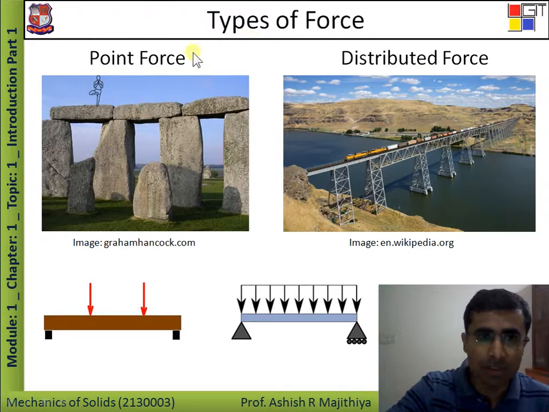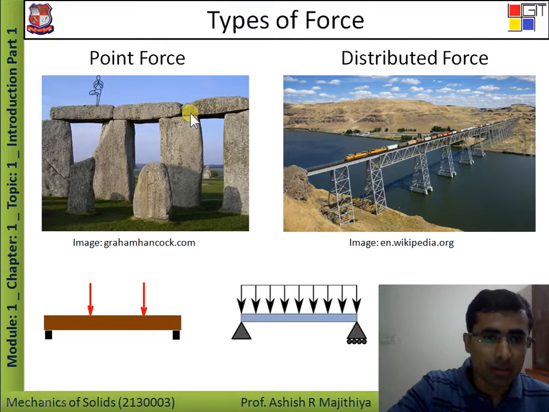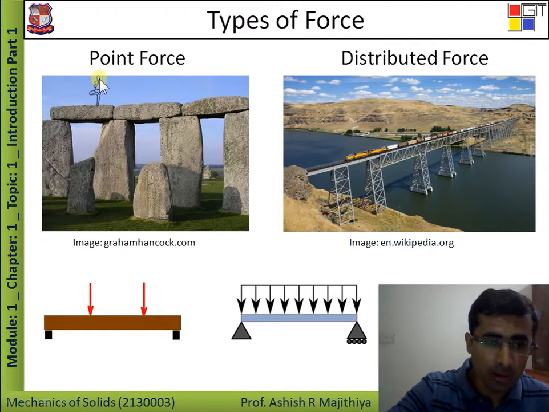The next classification is point force and distributed force. Here a typical structure has been shown on which a man is standing on a single leg. A force is being applied by the weight of that man on this body. It is an example of a simply supported beam. So it is a point force. Force is acting at a single point.